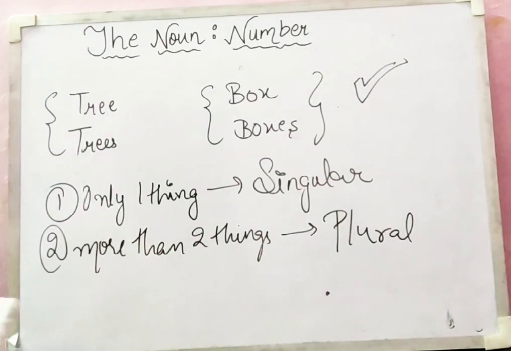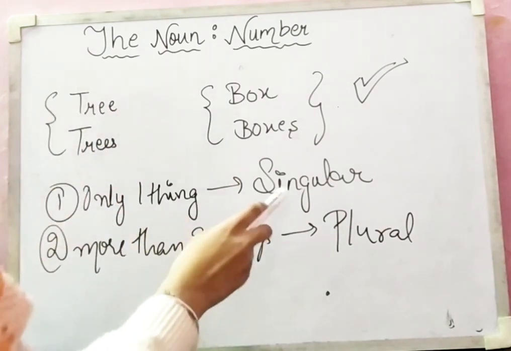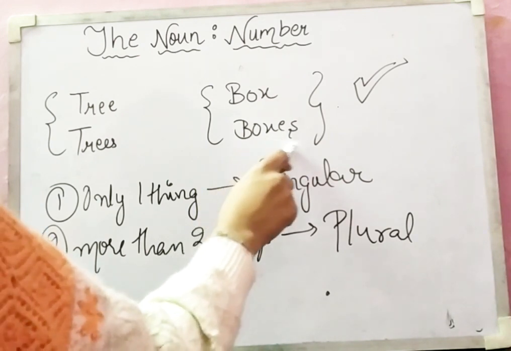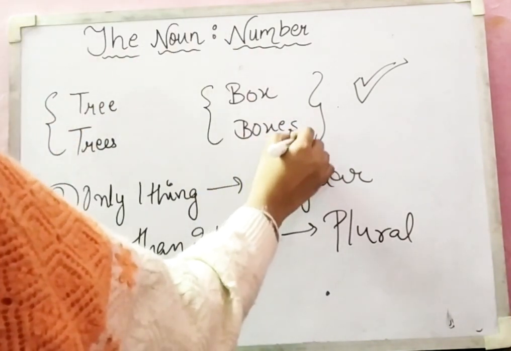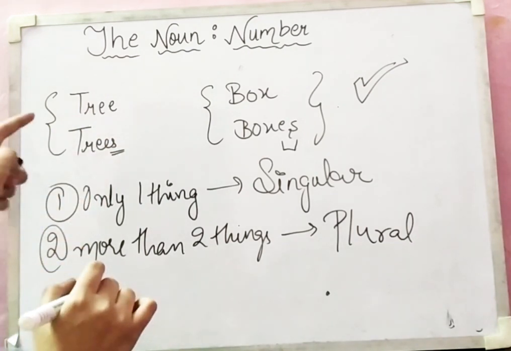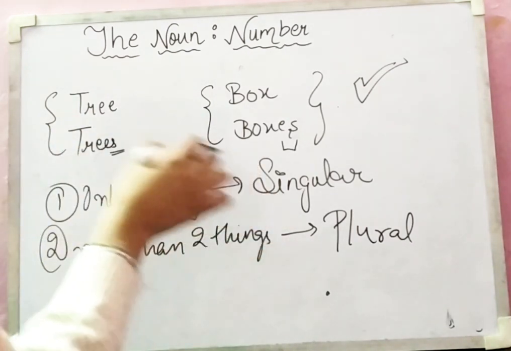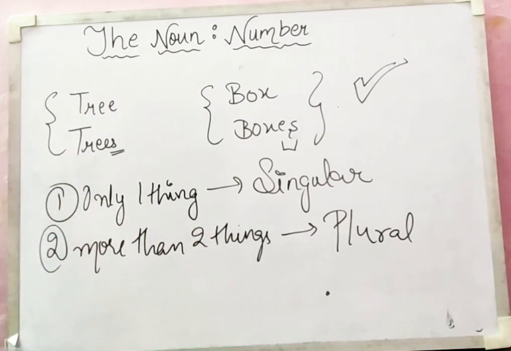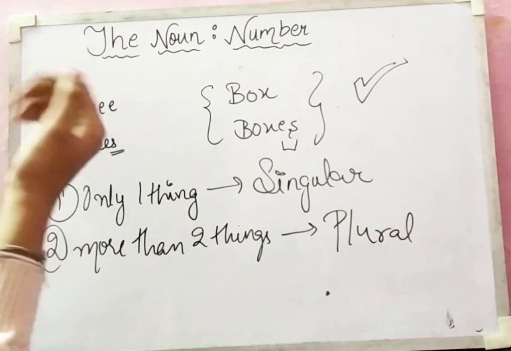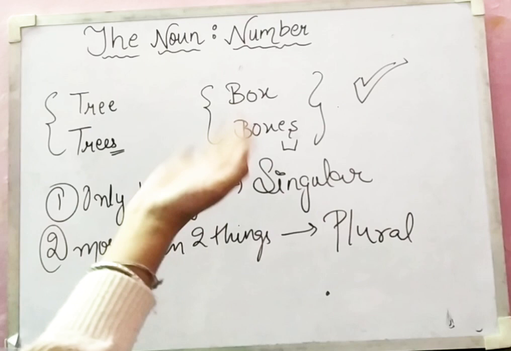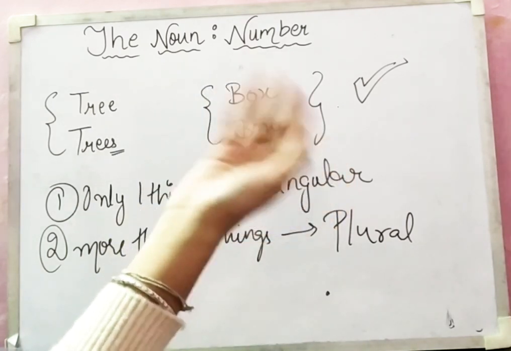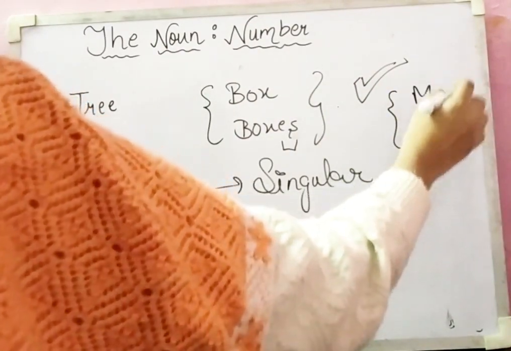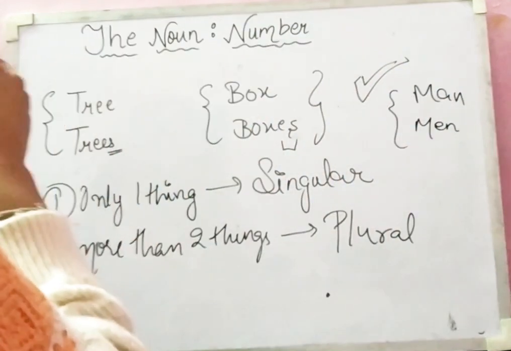So in this you can see that tree is singular and trees are plural. Box is singular and boxes are plural. In boxes, we have added es here, and in trees we have added s here. So these s, es concepts we will be doing in how plurals are formed. Let me give you one more example: you can take man and men. In that, man is one and men is more than one.